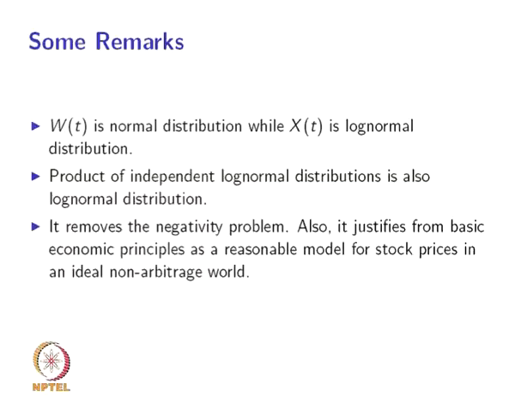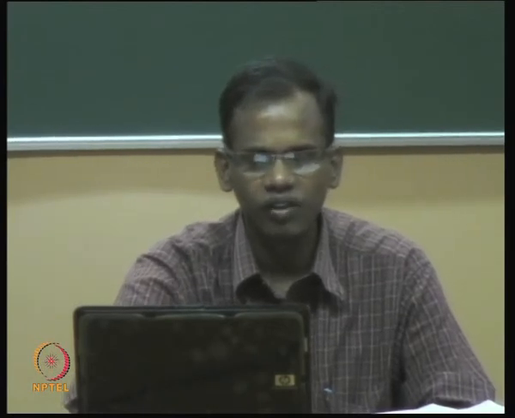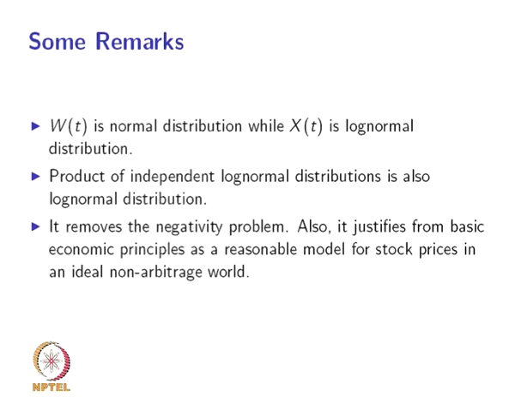So that's the second remark. The product of independent log normal distributions is also a log normal distribution. So the way we use the sum of independent normal distributions being a normal distribution, the normal and log normal distributions are connected in the form X of t is equal to X of 0 e power Wt. Hence, the product of independent log normal distributions is also log normal. Suppose you have independent geometric Brownian motions. If you take their product, then that is also a geometric Brownian motion.